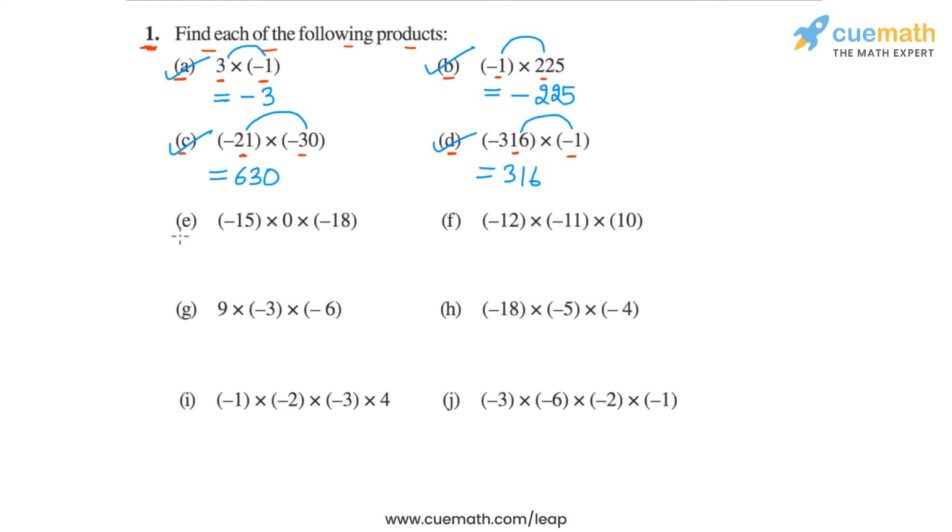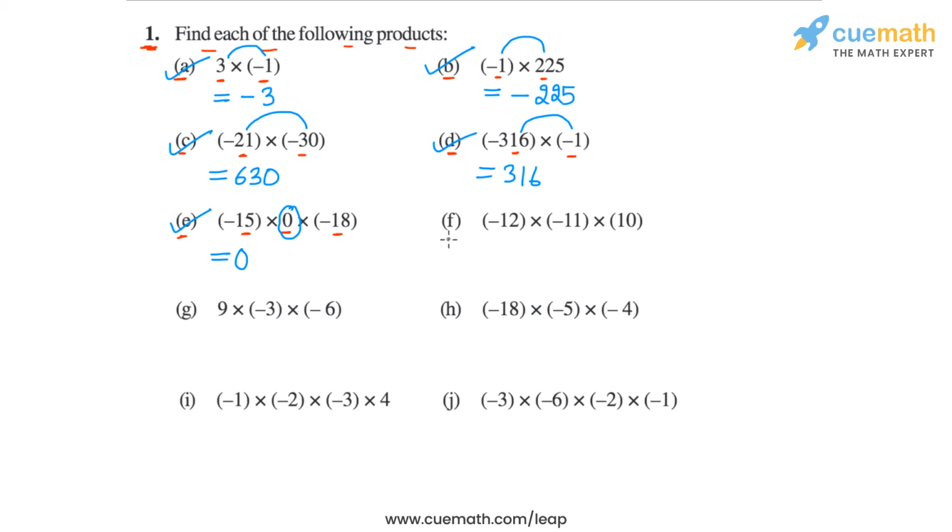Then in part E, we have the product minus 15 into 0 into minus 18. Since one of the terms in the product is 0, we can directly say that the overall product will also be 0. So in this case, the answer will be 0.